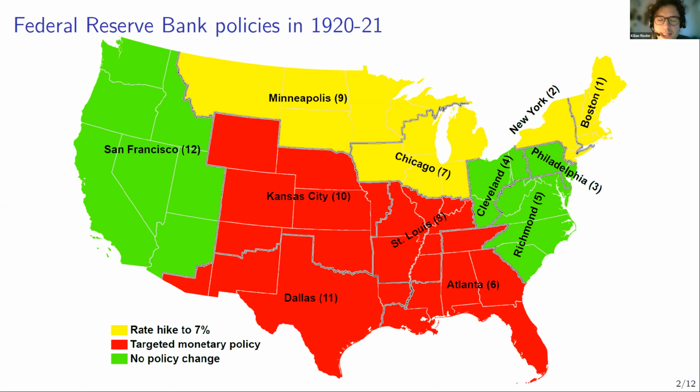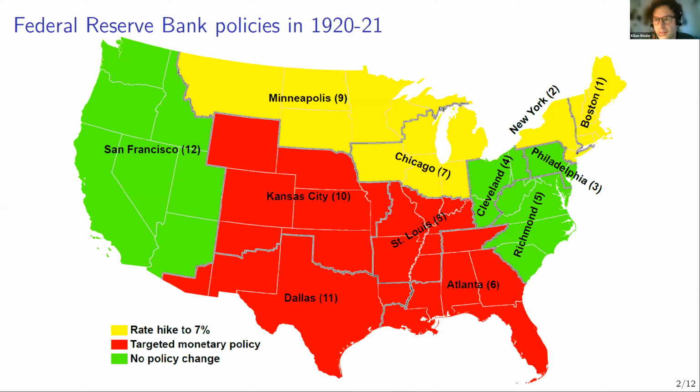And what happened at the time, so in 1920, is that in reaction to a strong price and credit boom, four of the Federal Reserve districts hiked their interest rate from 6 to 7%. Those are the ones that are here in yellow on this map. And then another 4 districts actually used targeted monetary policy. So they did not implement a uniform rate hike and kept the base rate at 6%, but targeted higher rates at over-leveraged banks. And then finally, there was a third group of districts which did not change policy. Those are here in green.